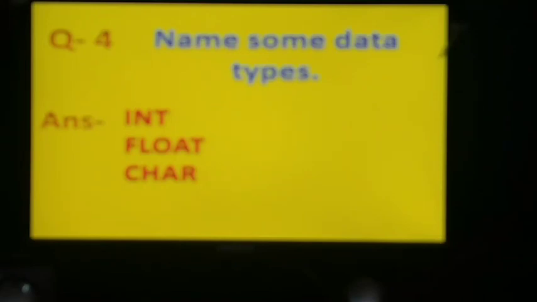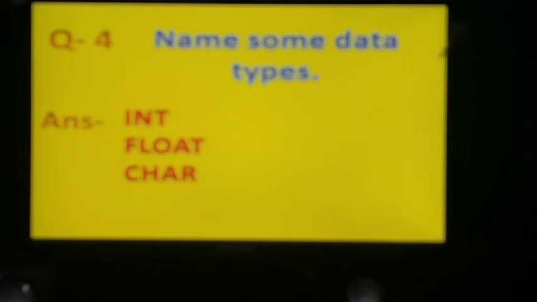First, int means integer data type. Float is a float data type. And char means character data type. Char is used for characters, int is used for integers. These three data types names are, first int, second float, and third char.